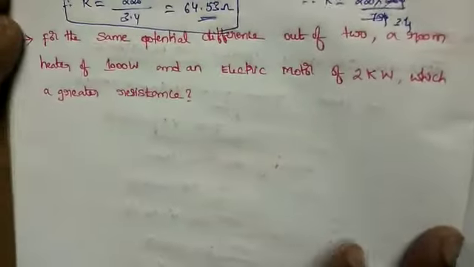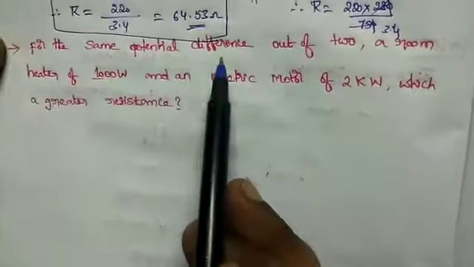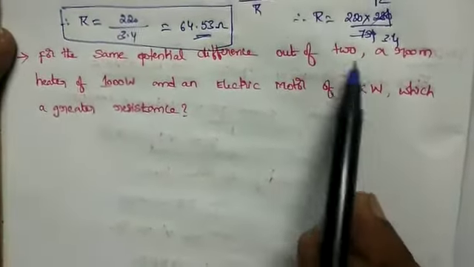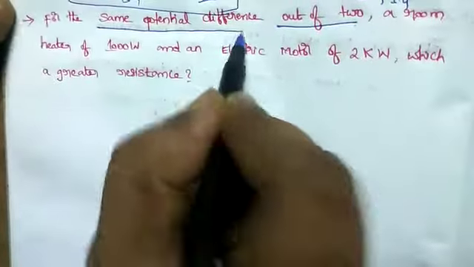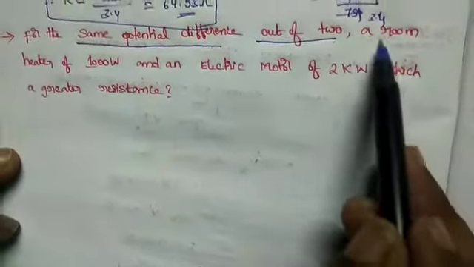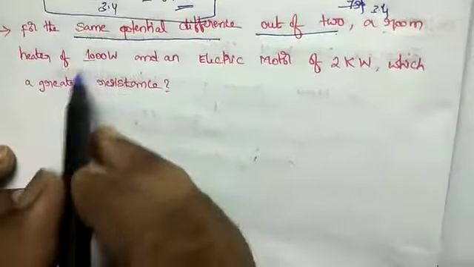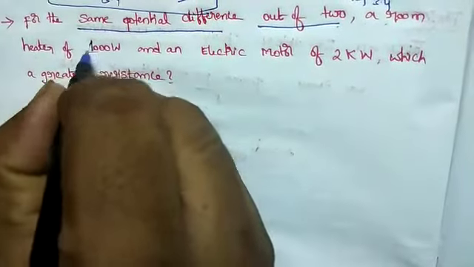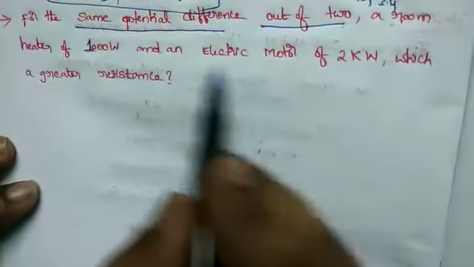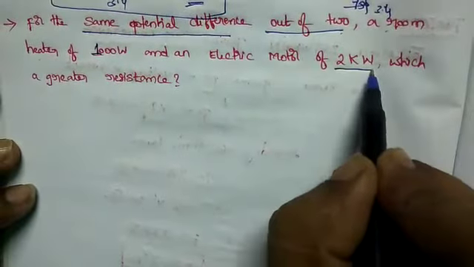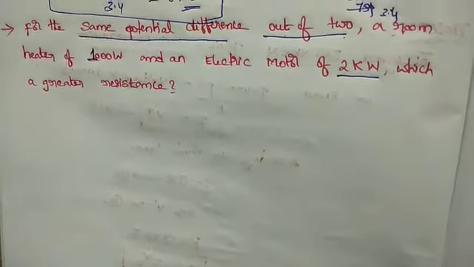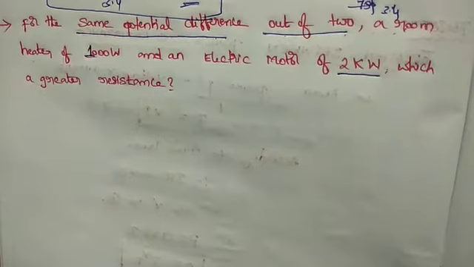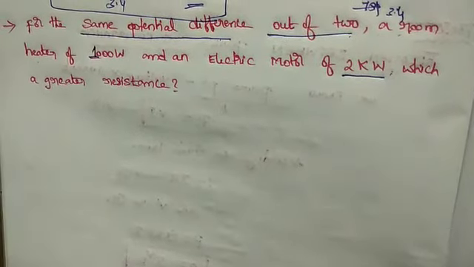This is the problem. Now see the second one. For the same potential difference, a room heater of 1000 watts and an electric motor of 2 kilowatts, which has the greater resistance? How could we know which one has the greater resistance?